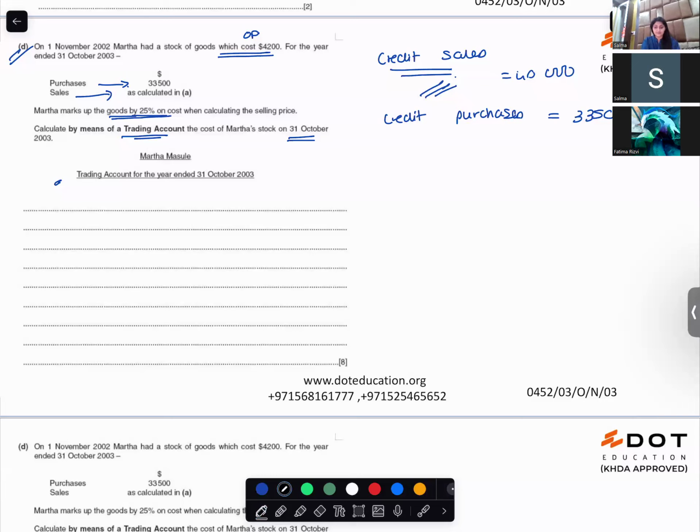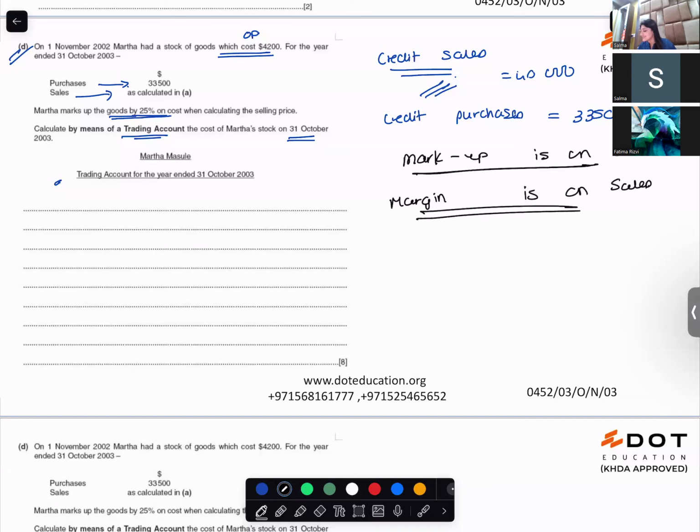So we have to make an income statement. First thing you need to understand is markup is on costs and margin is on sales. You can write this in your revision notes also. Markup is on costs, margin is on sales. Markup and margin allows you to calculate what? Gross profit. In the absence of revenue or full cost of sales, markup and margin allows you to find out your gross profit. Let's see how.